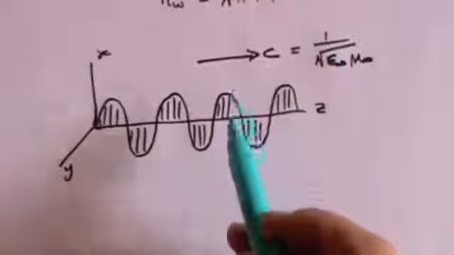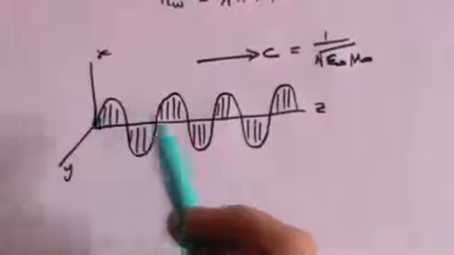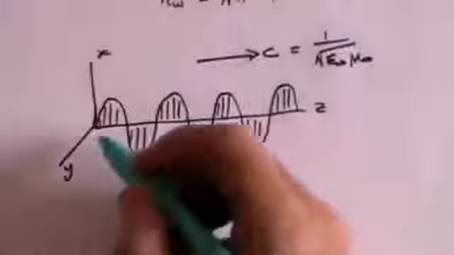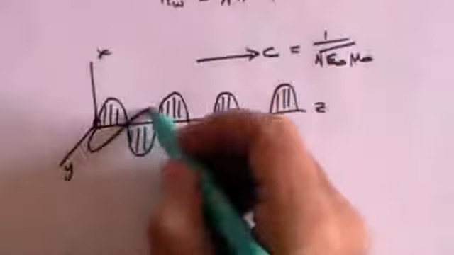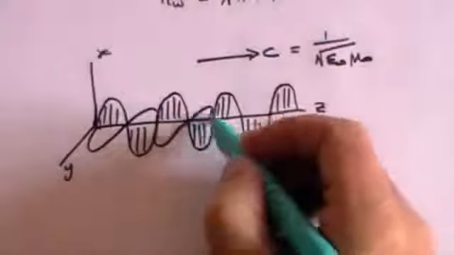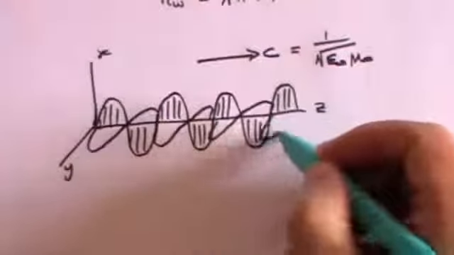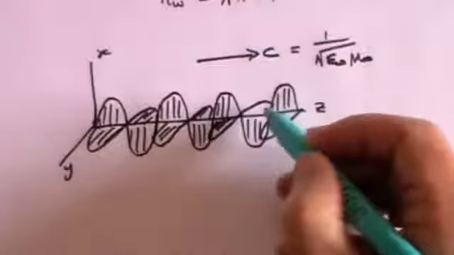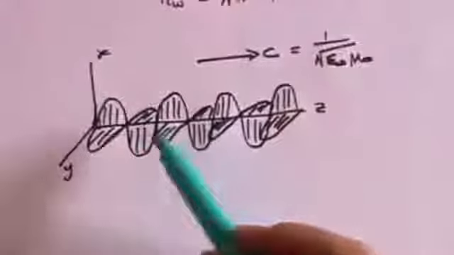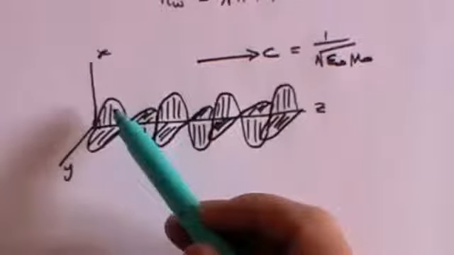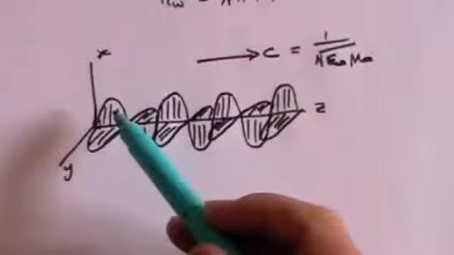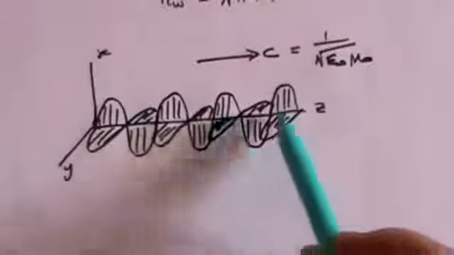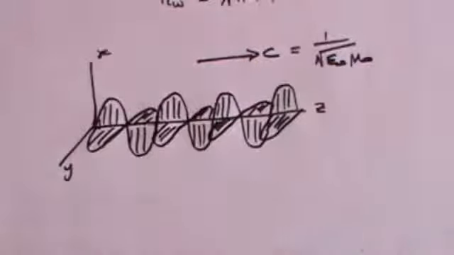So the E field is oscillating up and down in the x direction, the whole wave is moving in the z direction, and there is an associated in phase B field which oscillates, can't draw it terribly well, in the y direction. So the B field is oscillating at right angles to, or perpendicular to, the E field, which is oscillating in the x direction, and both of them are perpendicular to the direction of travel, which is in the z direction.